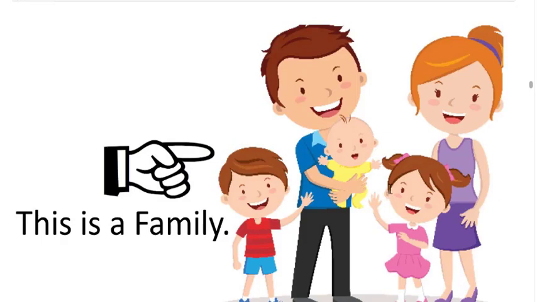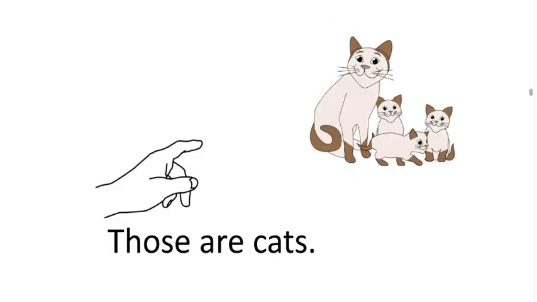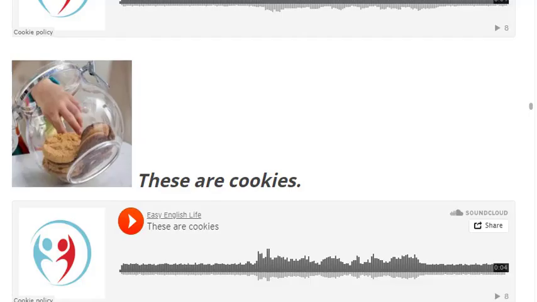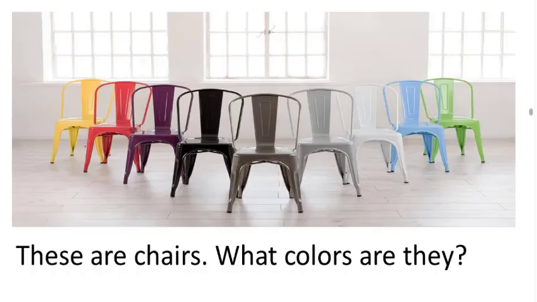This is a family. Those are cats. What are those? Those are computers. What are these? These are cookies. What are these? These are chairs.